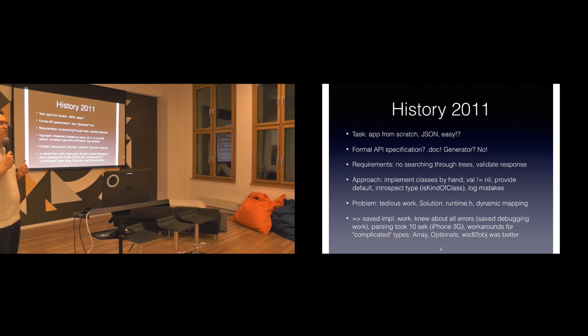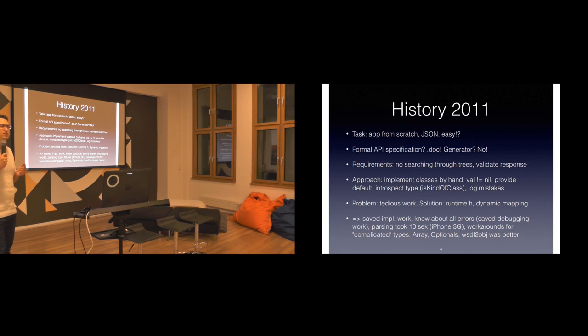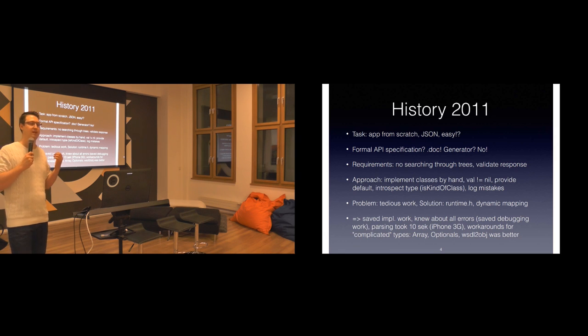So I came up with a solution, and I found out about the Objective-C runtime, and that you could get the names of the properties of the class and the types, and I would build a mapper that would do all the mapping automatically. So problem solved. Well, not really. It saved a lot of implementation work at some point in time, and I knew a lot about the errors, and it saved me a lot of debugging time because via the logs I would know in advance what the problem is before I see something wrong in the interface.